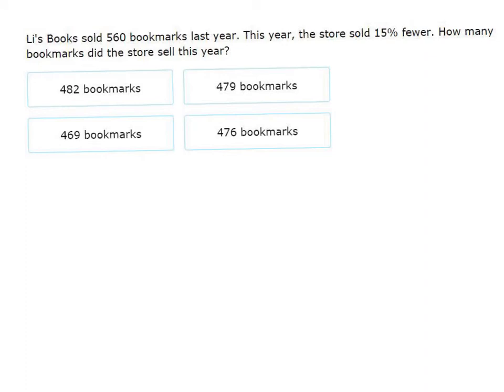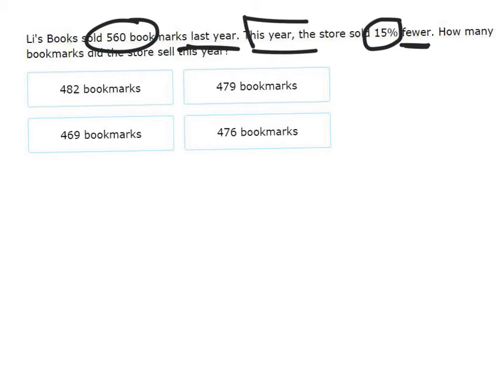This problem's a little bit different. When we look at this, it says Lee's book sold 560 bookmarks last year. This year, the store sold 15% fewer. How many bookmarks did the store sell this year? So what we have is a value here of what they sold last year, a percent fewer they sold this year. How many did they sell this year?